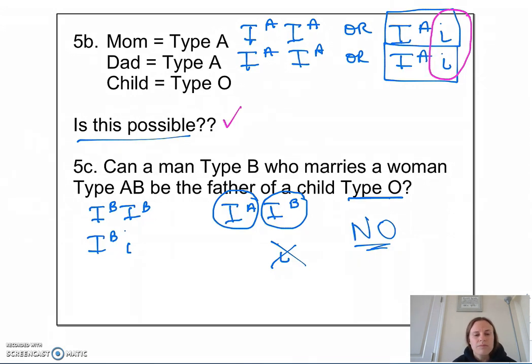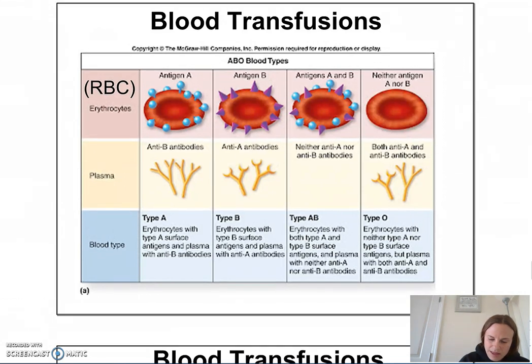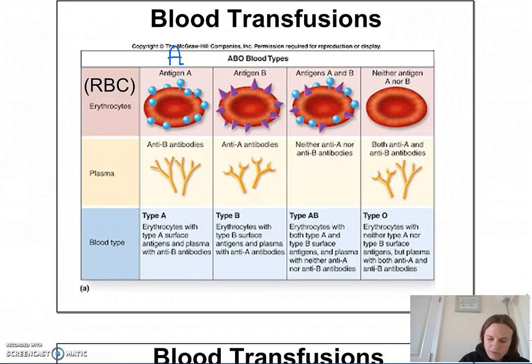So knowing blood types is also important for paternity tests and forensic cases. Knowing blood types is also important for blood transfusions because not every blood type can receive blood from every other blood type. So if I am type A, that means that on the surface of my red blood cells, I've got these proteins called antigens that are type A. And in fact, it's oligosaccharides, which are part of glycoproteins, that actually identify the different blood types.